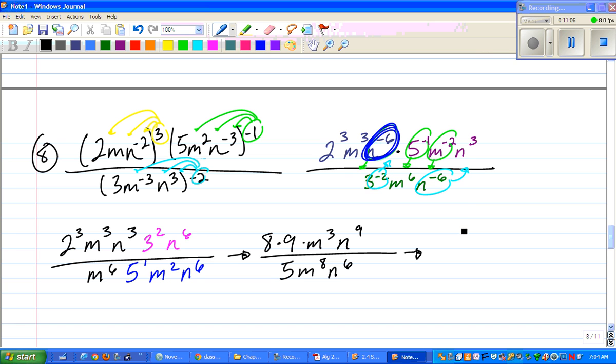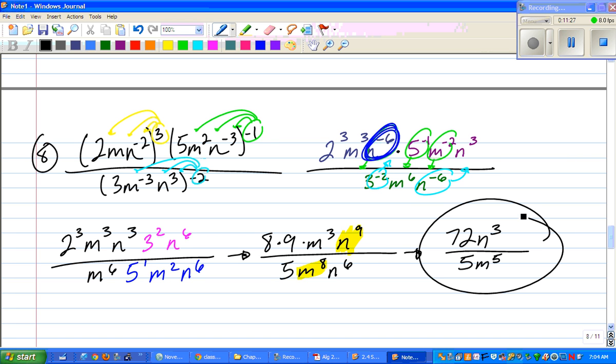Okay. 8 times 9 is 72. Over 5, we cannot reduce that. Now we have more m's on the bottom. We have 5 more. And we have more n's on the top, which is 3 more. And since we can't reduce, that's our final answer. All right, last one.